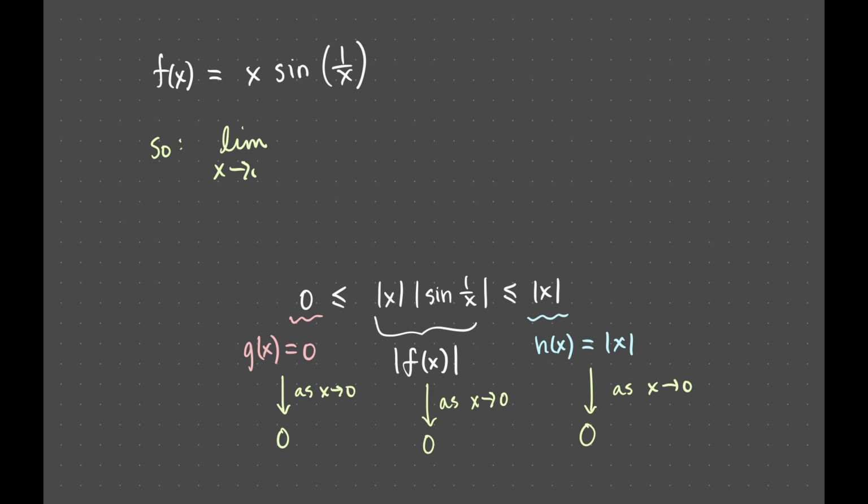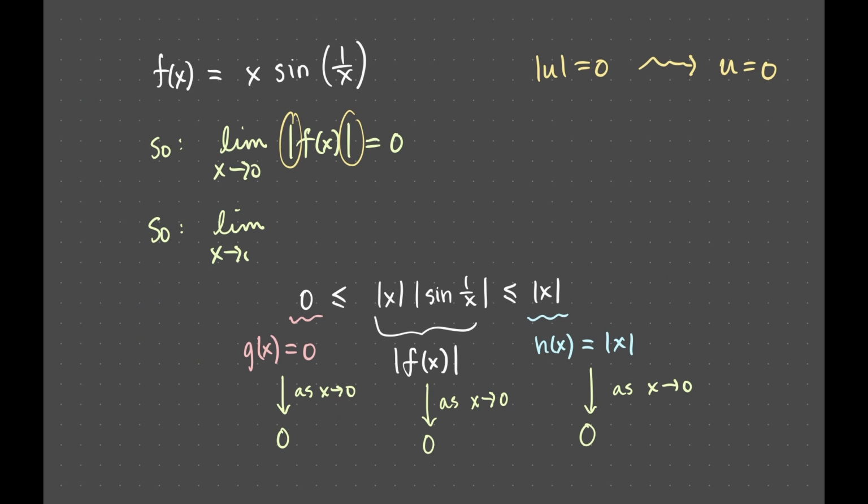At this point, we're not quite done with our problem though, because our objective was to say something about the limit of f, not the limit of the absolute value of f. Nevertheless, there's really only one more observation left. The observation is this: the only way the absolute value of a quantity can be 0 is if the quantity is 0 itself. This means that we can conclude that the limit of f is 0 as well, and we're done.